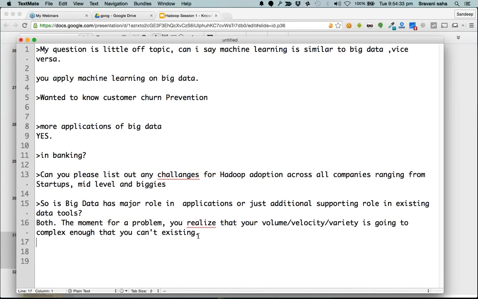I'll give you an example. Say there is an analytics you were running very happily using R. After some time your data starts growing to an extent that it cannot fit in the computer's memory, and at that point your R program is fairly useless. So basically it depends upon the data size, and based on the data size it plays a major role in almost everything, whether it's an application or a supporting role.